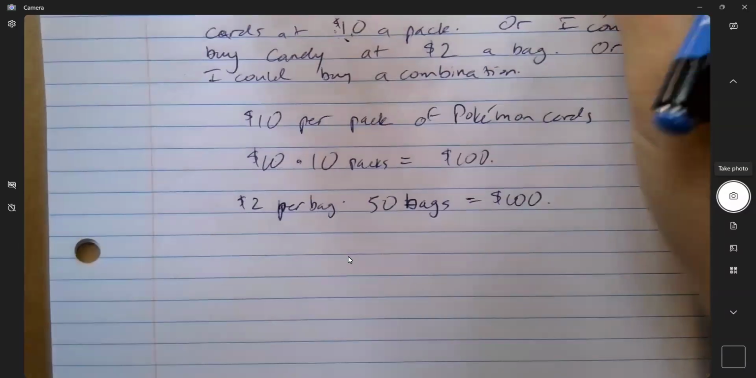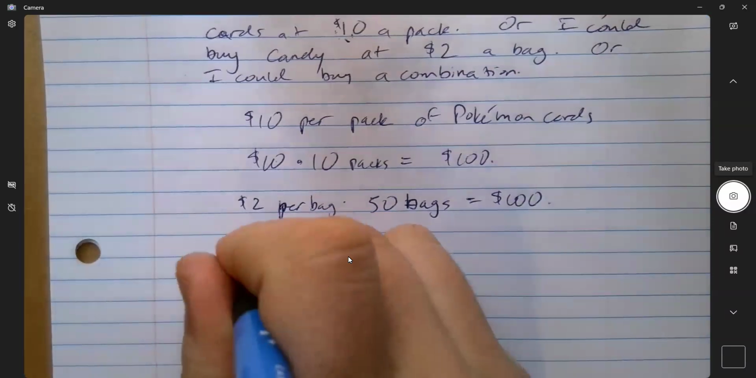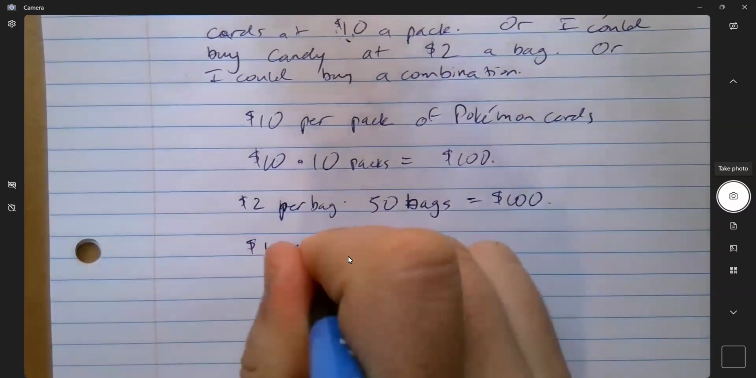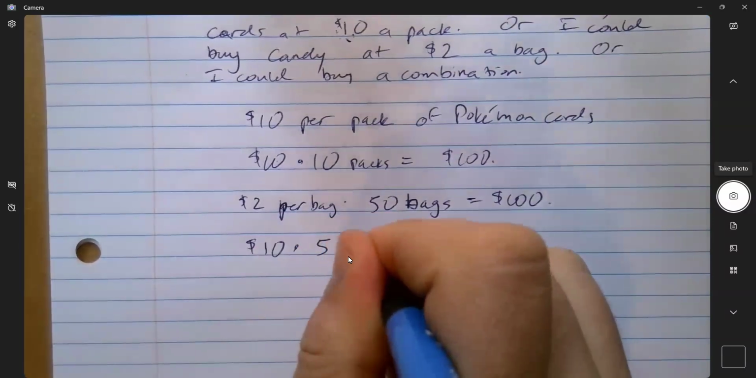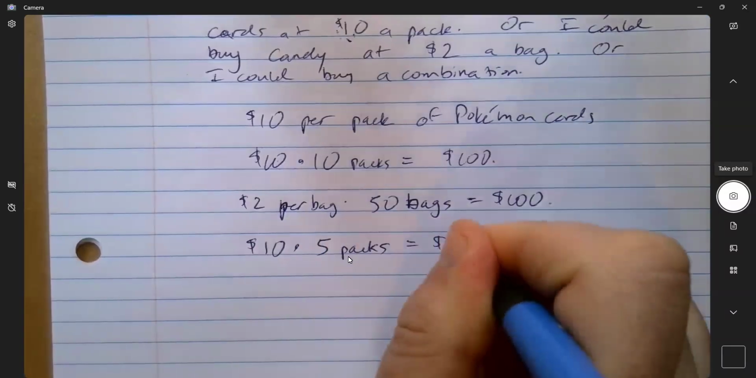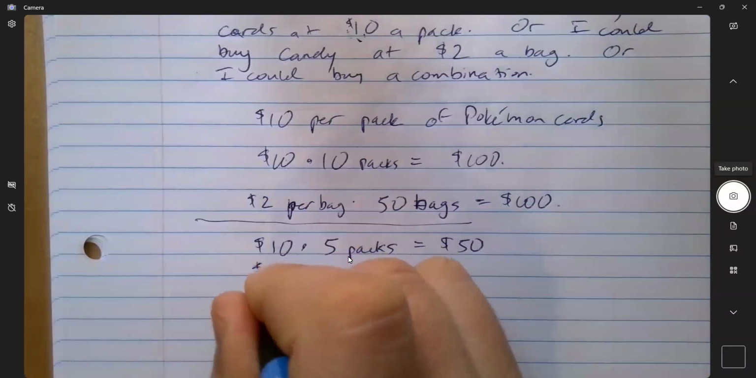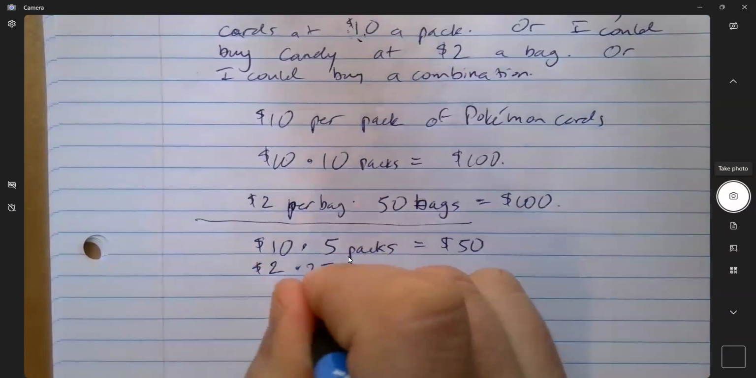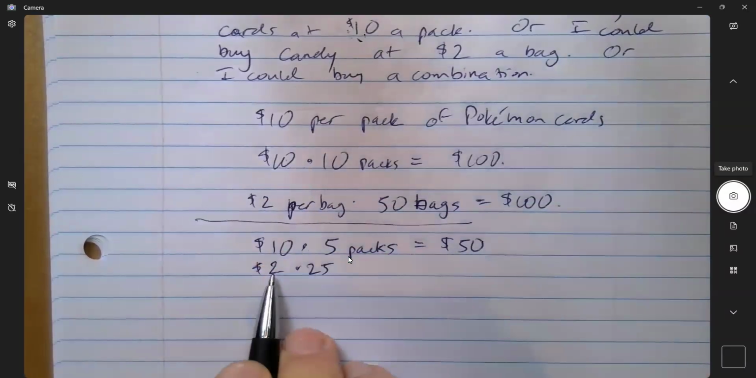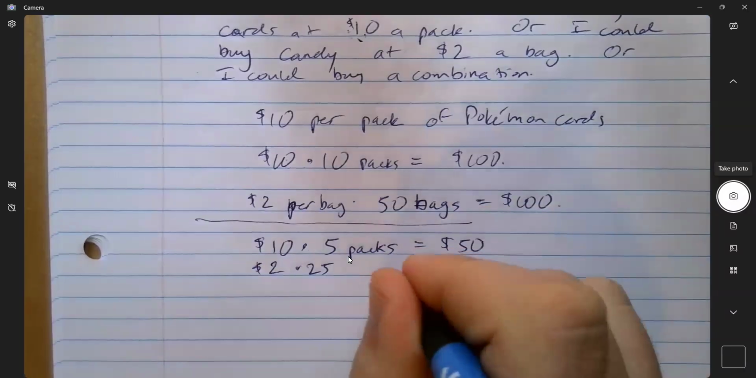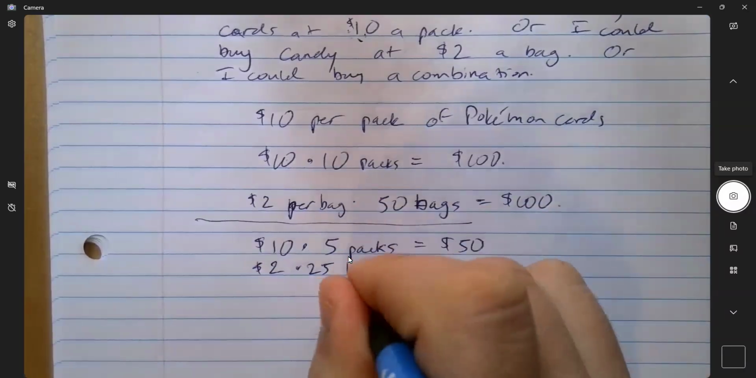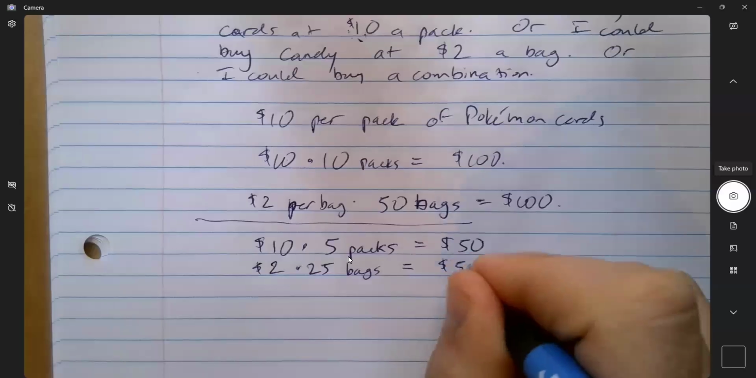But I have another option as well. Maybe I buy 5 packs of Pokemon cards. That's going to be $50. And that leaves me 25 bags of candy, right? It leaves me $50, which I can use to buy candy.